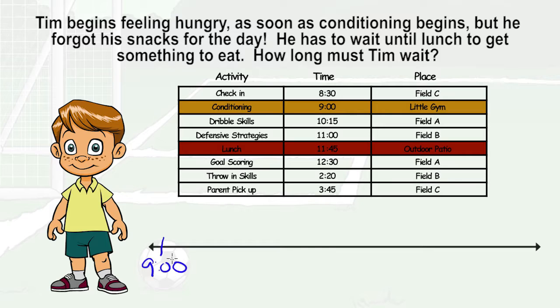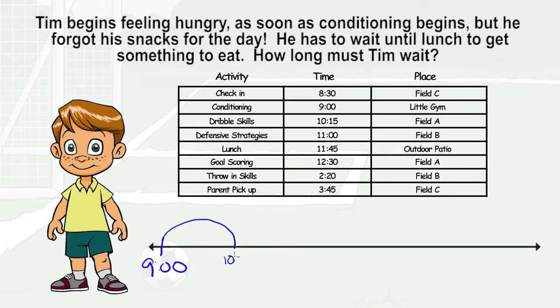We want to find the difference between 9 a.m. and 11:45. I will make 1-hour jumps first. We can make a 1-hour jump to bring us to 10 o'clock. We'll make a second 1-hour jump to bring us to 11 o'clock. If we were to make a 3rd hour jump, it would be too far. So now I'm going to begin by adding minutes. I'm going to add minutes in 10-minute chunks. I will go from 11 to 11:10 with a 10-minute jump, to 11:20 with our second 10-minute jump, to 11:30 with our third 10-minute jump, and to 11:40 with our fourth 10-minute jump.